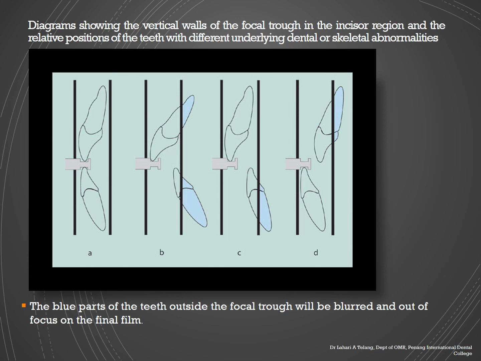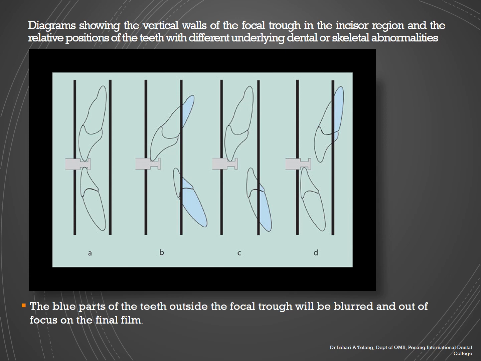What we mean by that is picture A is if you have ideal occlusion and both your incisors are actually lying within the focal trough. What if you have proclined incisors? Or what if you have your lower incisors set far away inside? So you would notice that these blue areas are the areas which get blurred or don't get covered.